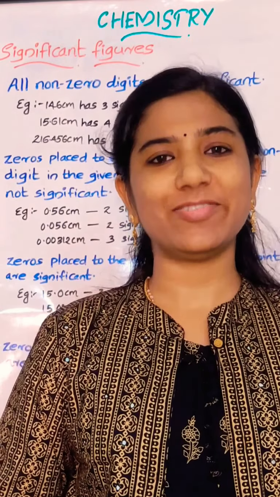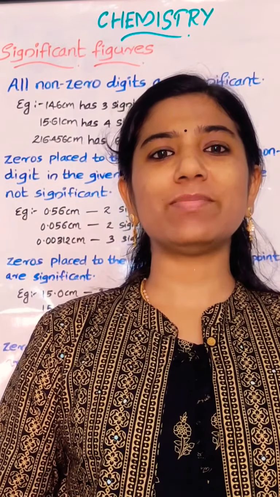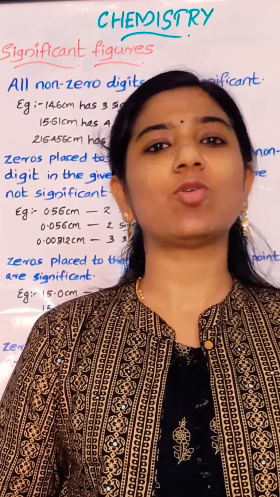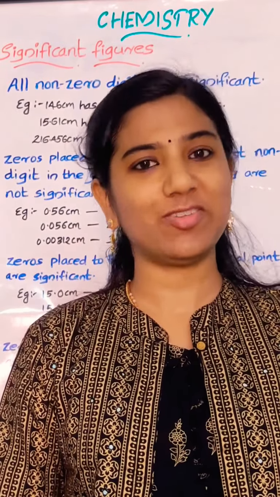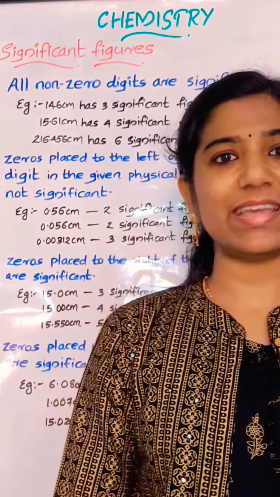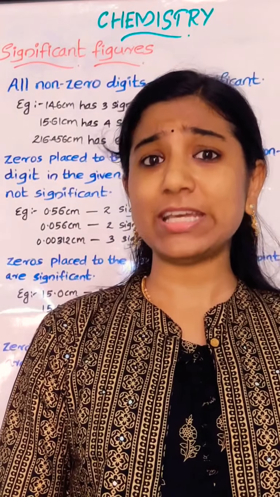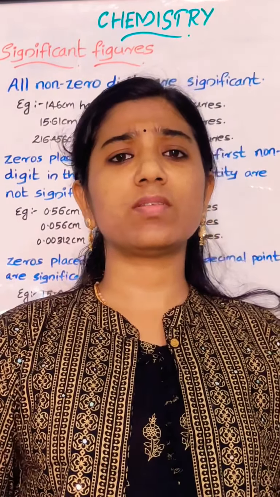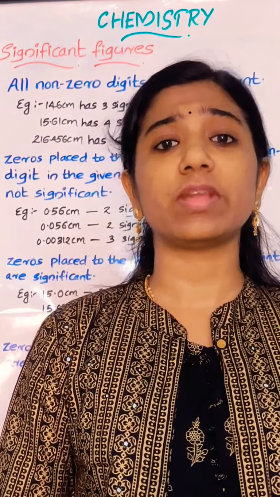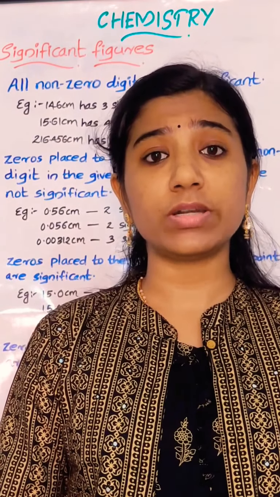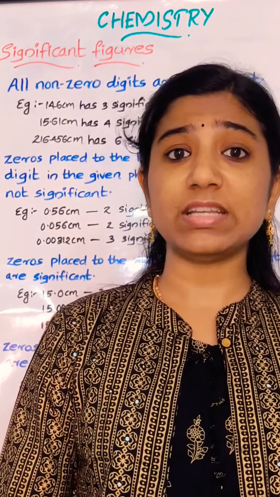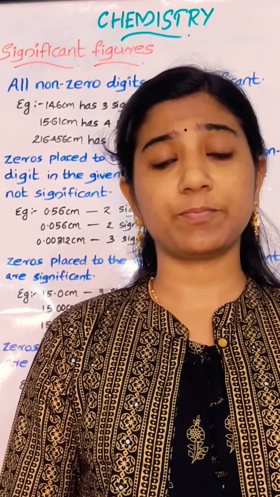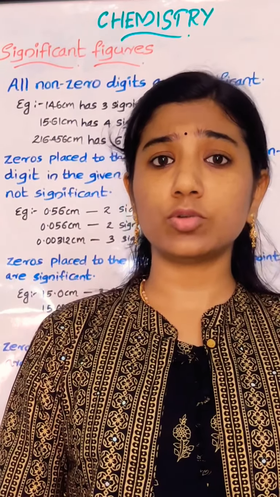What do you mean by significant figures? The total number of digits in a measured physical quantity is termed as significant figures. Then what are the rules to find out the number of significant figures? These are very important. We will study them in chemistry as well as in physics. Okay, then we can go to the rules.